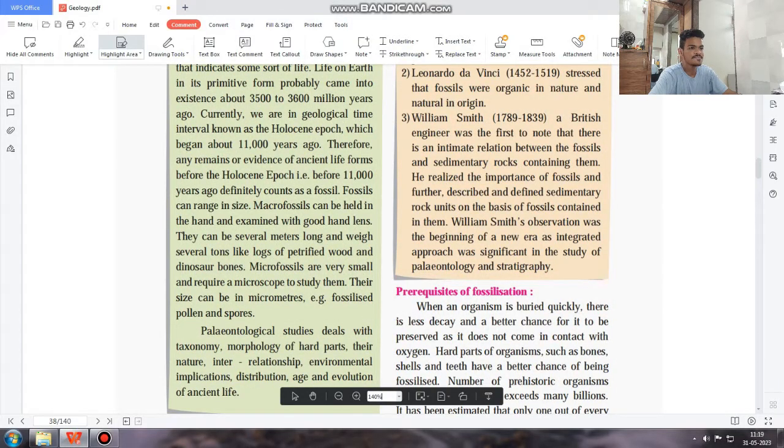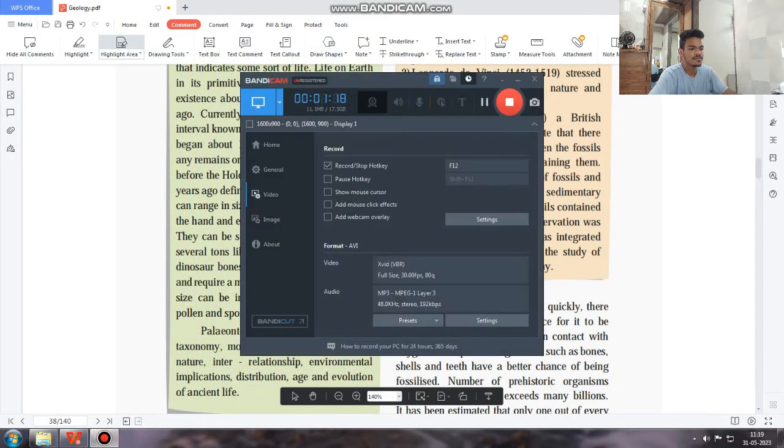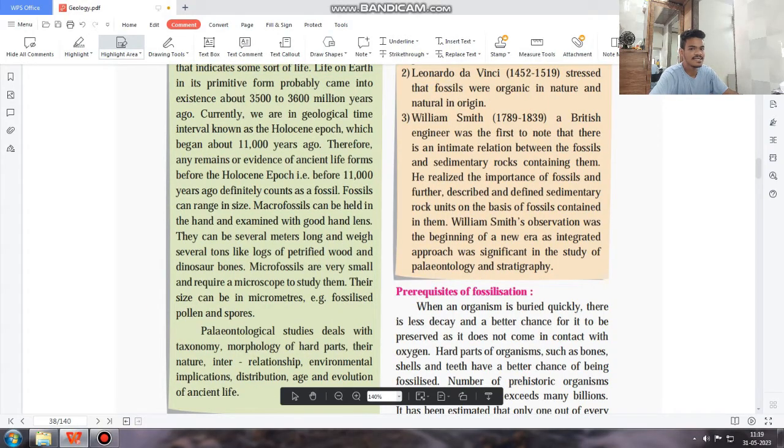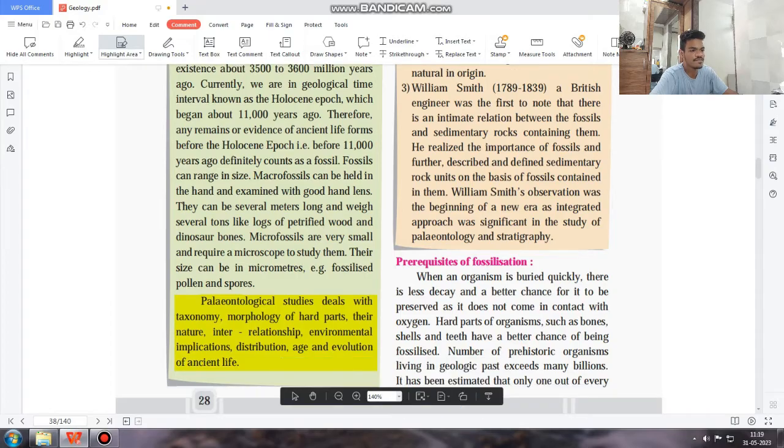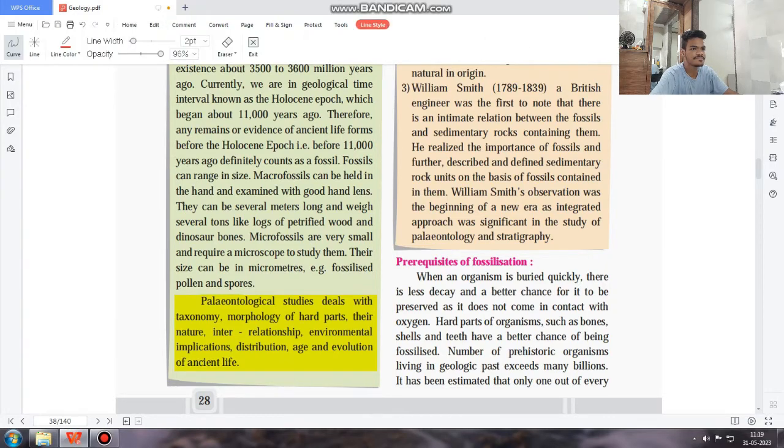Come down over here. Paleontology deals with taxonomy, morphology of hard parts. The entire chapter is based on this paragraph actually. Taxonomy, morphology, hard parts, the interrelationship, environmental implication, distribution, age, evolution of ancient life. Actually basic things are this.